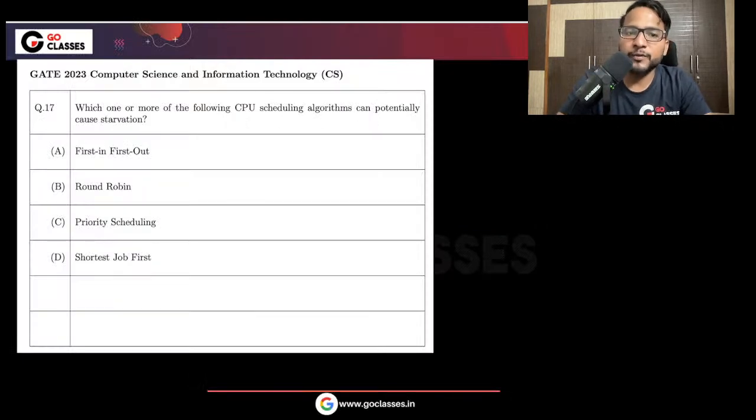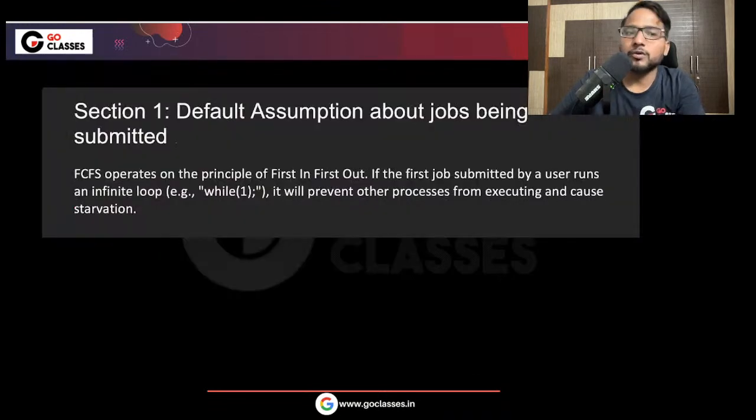The question was, which one of the following CPU scheduling algorithms can potentially cause starvation? So I hope that all of you are good with all of these options. Let me first talk about FCFS, which is first in first out or first come first serve. So I have prepared a draft and I will go over this draft. Now in the draft, the first section is default assumptions about jobs being submitted.